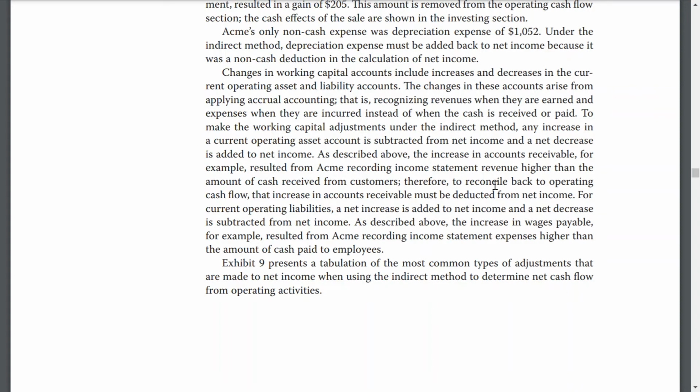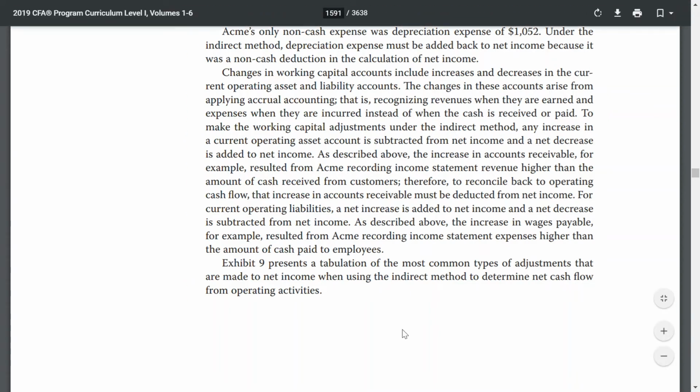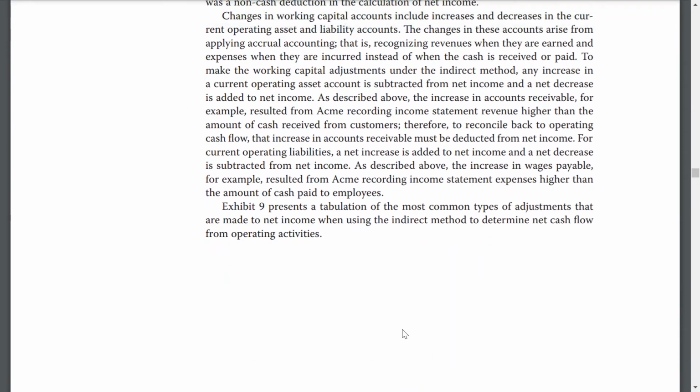For current operating liabilities, a net increase is added to net income and a net decrease is subtracted from net income as described above. The increase in wages payable, for example, resulted from Acme's recording income statement expenses higher than the amount of cash paid to employees. Exhibit 9 presents a tabulation of the most common types of adjustments that are made to net income when using the indirect method to determine the net cash flow from operating activities.